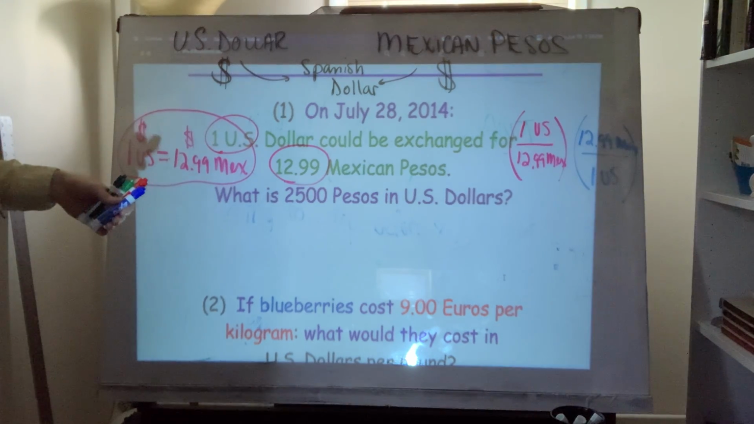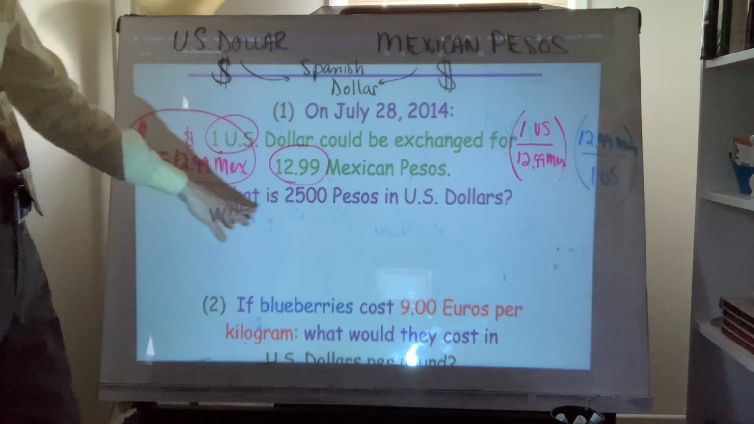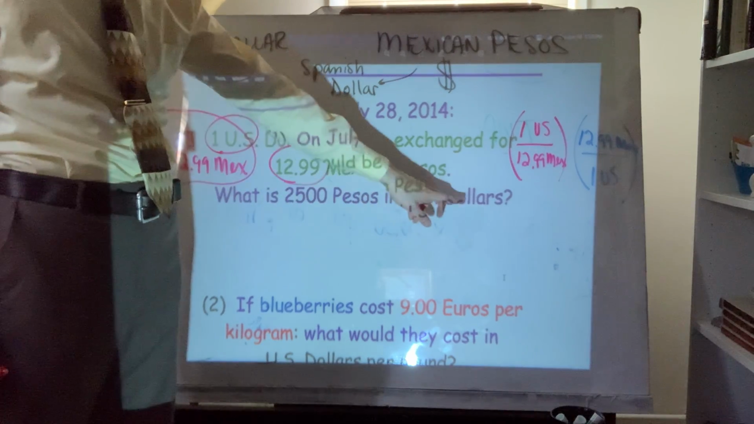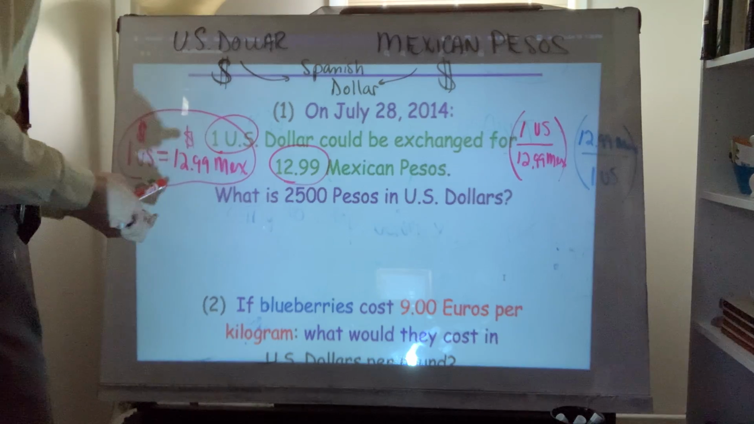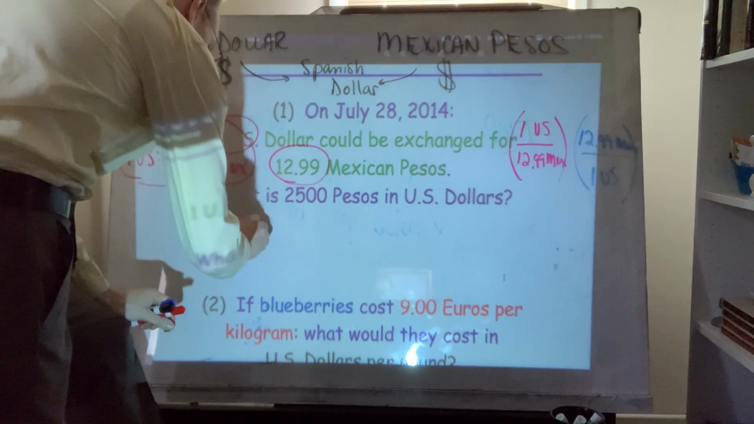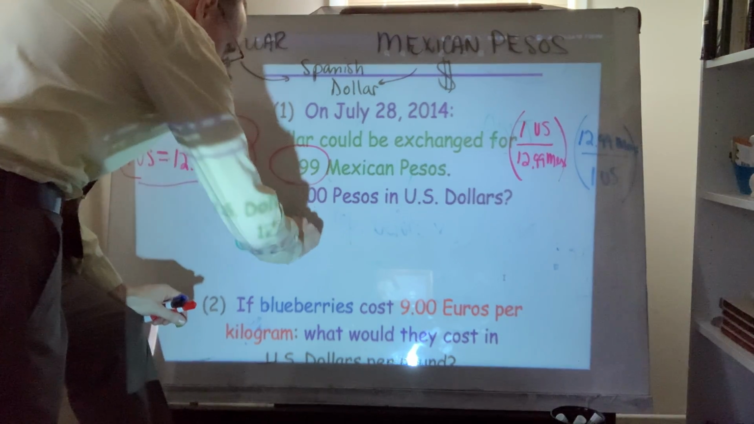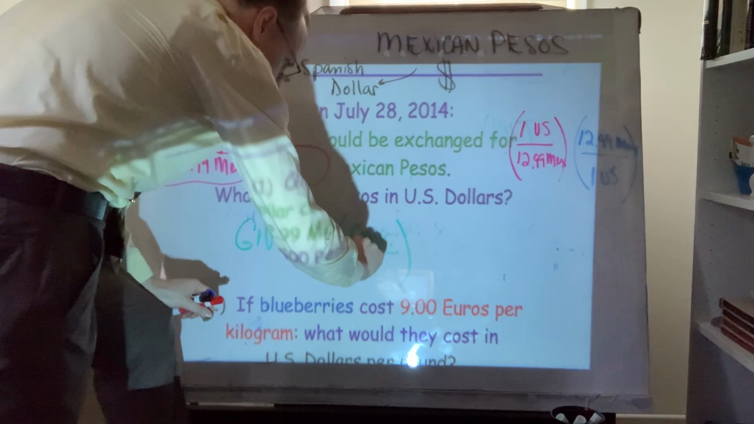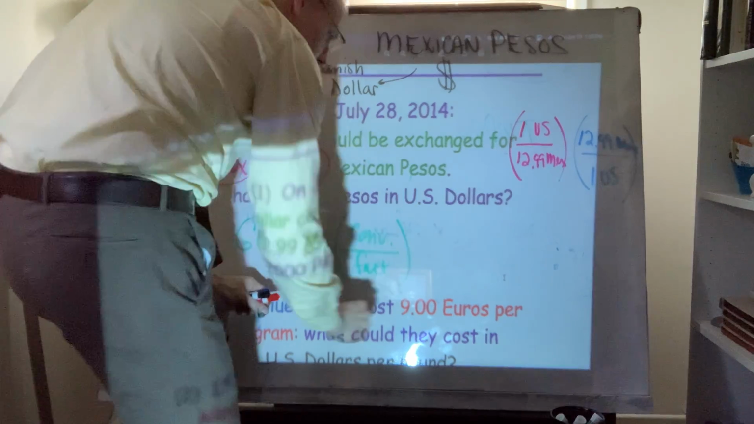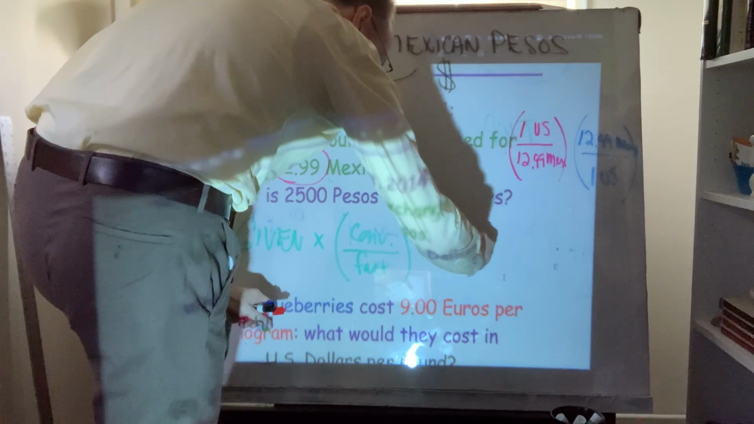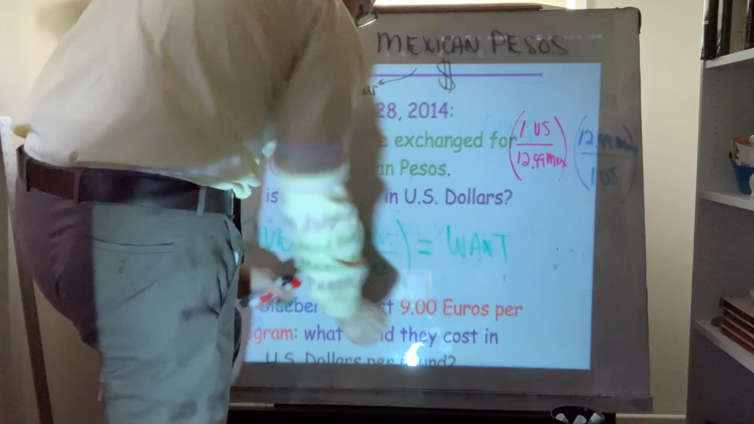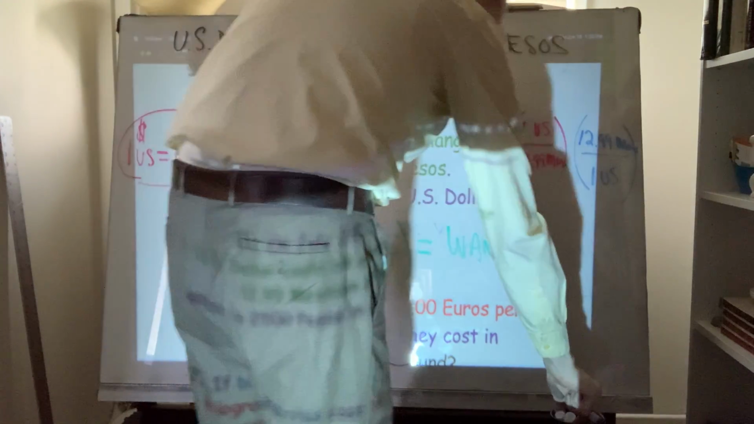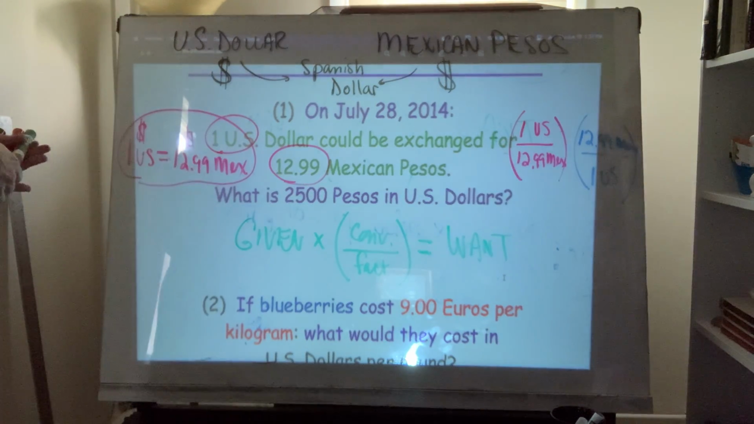All right. Now, what will you do? Well, depending upon the question here, what is 2,500 pesos in US dollars? All right. Use the model: given times the appropriate conversion factor. And this will spit out what you want.